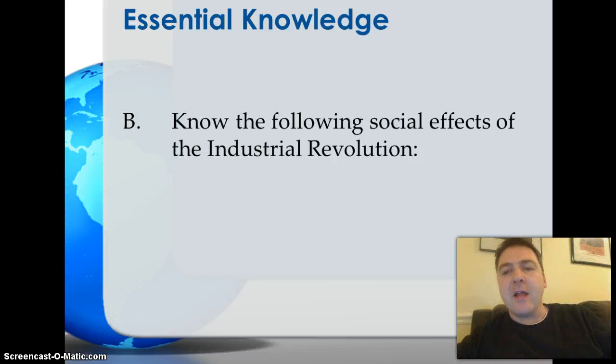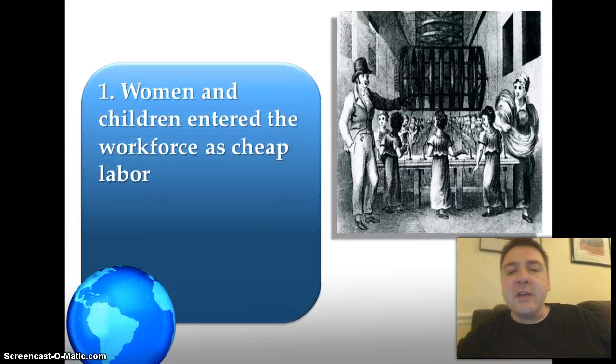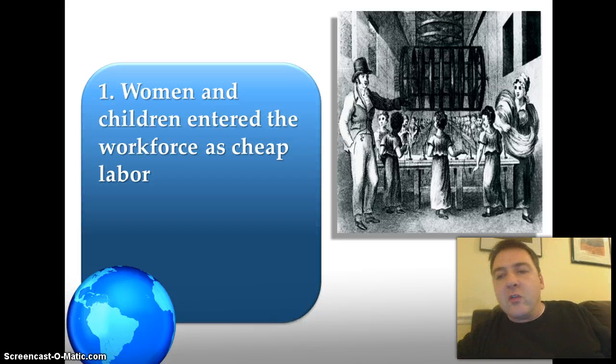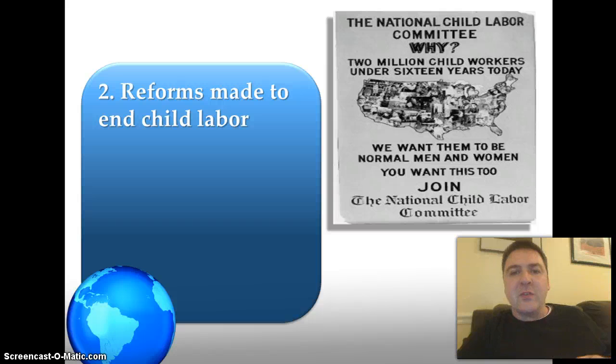Our second piece of knowledge here was the social effects of the Industrial Revolution, how it changed society. The first thing we see is that women and children enter the workforce as cheap labor. Women and children were typically paid less than men, again a trend that continues, unfortunately, until the present day. Children, though, have largely left the workforce. Women have remained in the workforce, but we see that movement into the workplace during this time. We have the reforms, as we just mentioned.